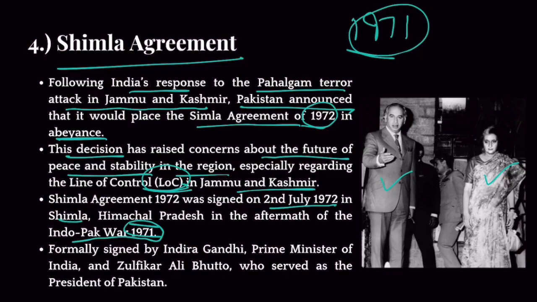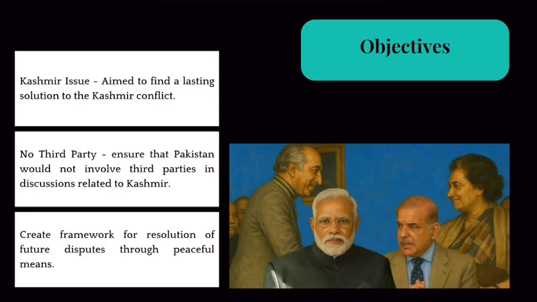Now, what were the objectives of this agreement, Shimla Agreement? First of all, both sides decided to peacefully resolve the Kashmir issue. That was the objective. Then, Kashmir issue would be resolved bilaterally. No third party, US, Russia, UN, no one would be involved. As per Shimla Agreement, if you have to solve Kashmir issue, only India and Pakistan will resolve it bilaterally. Plus, in future, if there are any disputes between India and Pakistan, there should be a framework so that these disputes can be resolved peacefully, right? So this was the third objective.